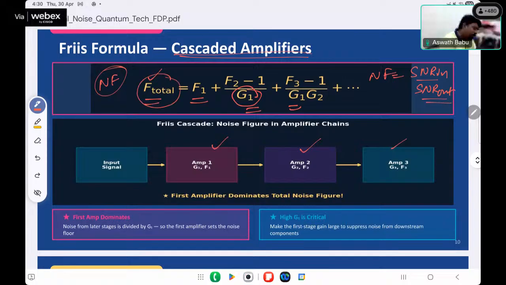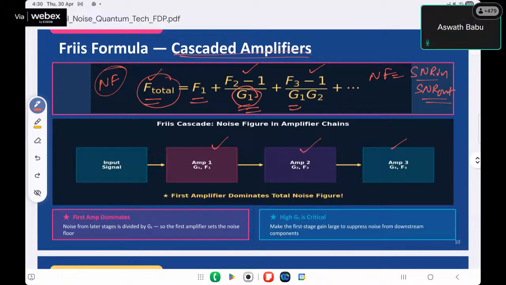Right? So having a large G1 would get rid of the later corrections. I will not be needing additional amplifiers. The first one is doing such a correction. That is what it is conveying. Okay, next. Please, if the screen is not visible, please check it.